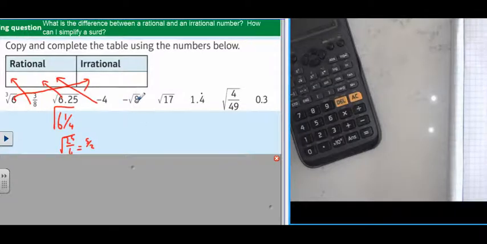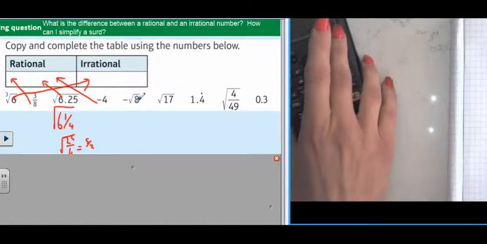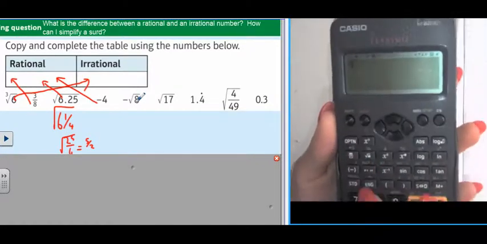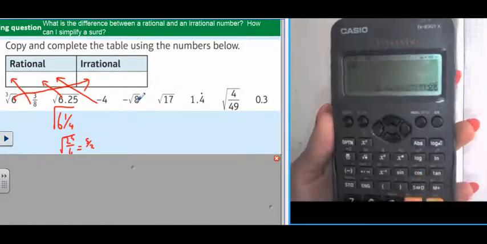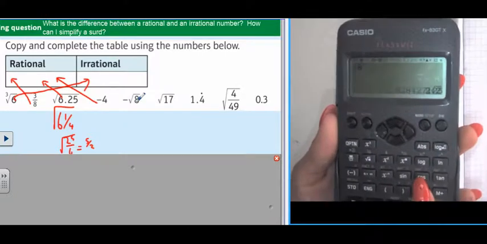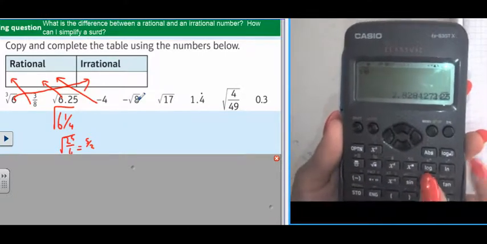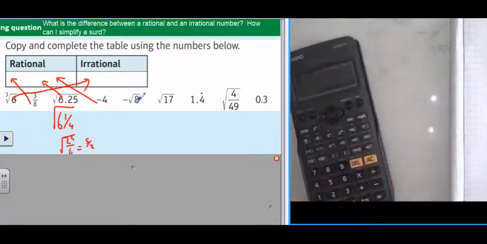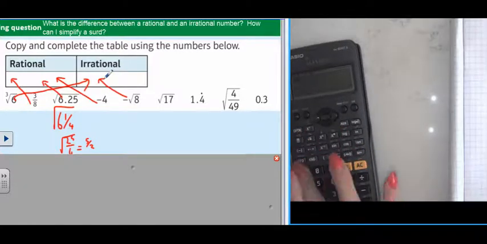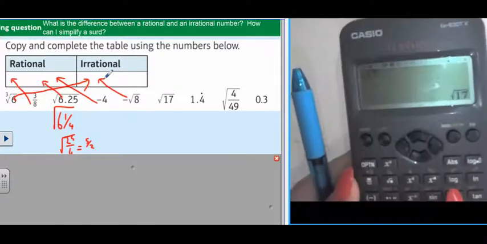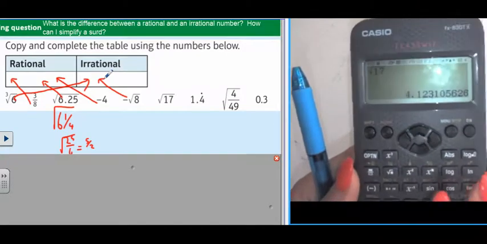Negative square root of 8. Well, 8 is not a square number, but we'll just type it into our calculator. Root 8. Okay. When you press SD, it doesn't give us a fraction, it gives us this decimal here. So that's irrational. Root 17. Again, 17 isn't a square number. We can't write that as a fraction.